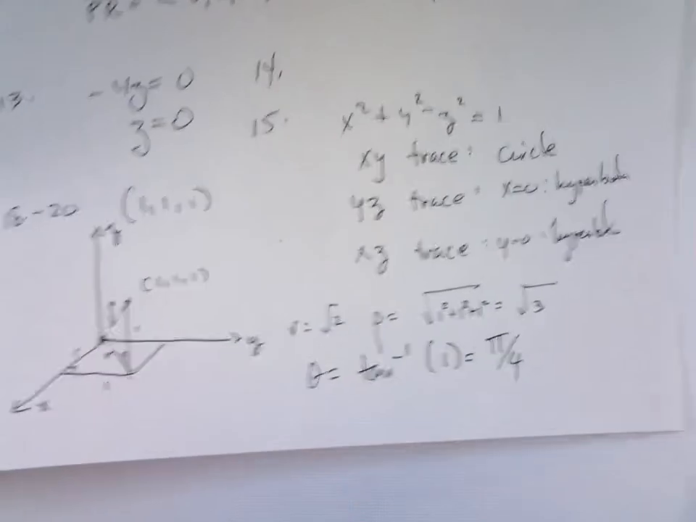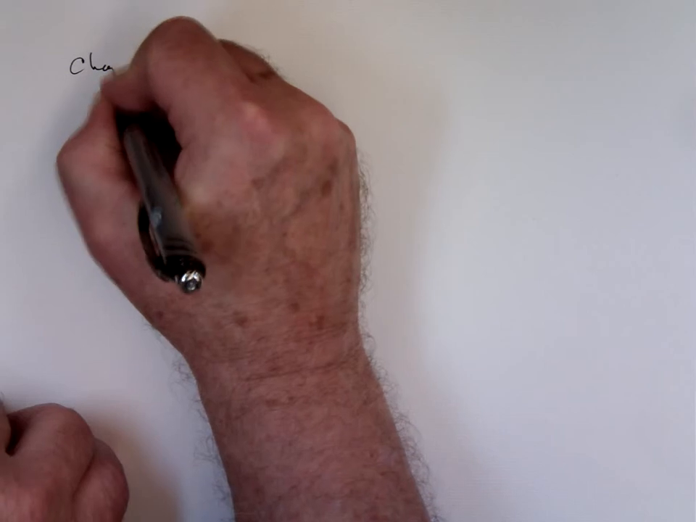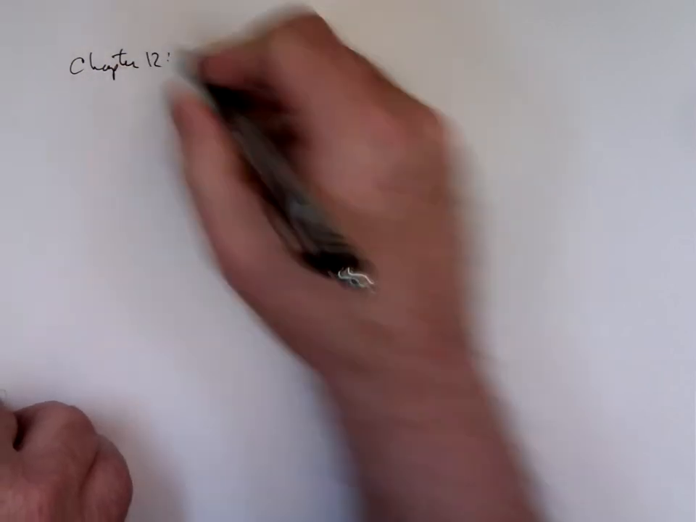Okay. We okay? Tim, you okay? One more? Ed? All right. Next chapter. This is chapter 12? I think so. This is on vector valued functions.